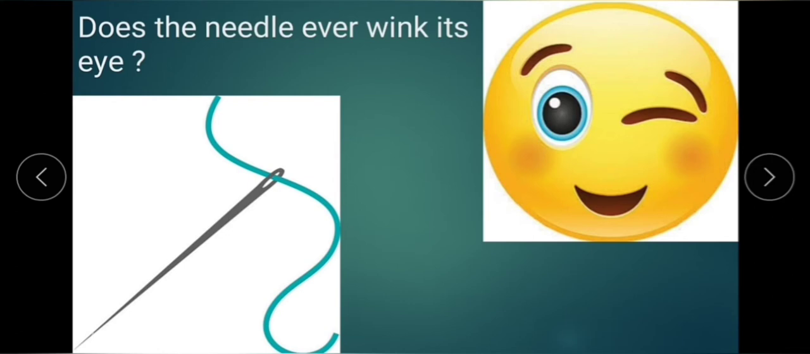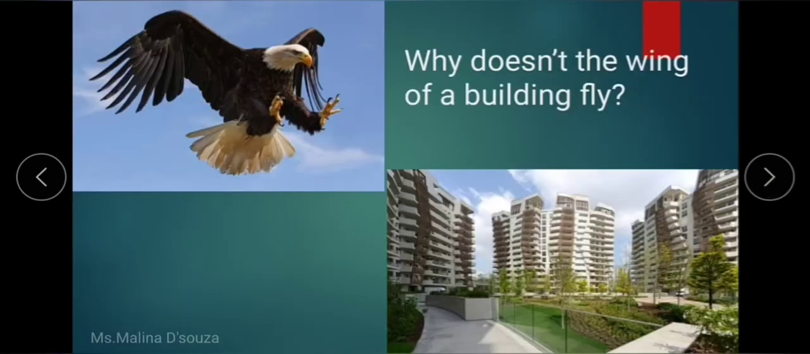No, only human beings can. So the word eye over here symbolizes two things. First, the eye of the needle. Second, the human eye. So it's a homograph. Now the next line. Why doesn't the wing of a building fly?